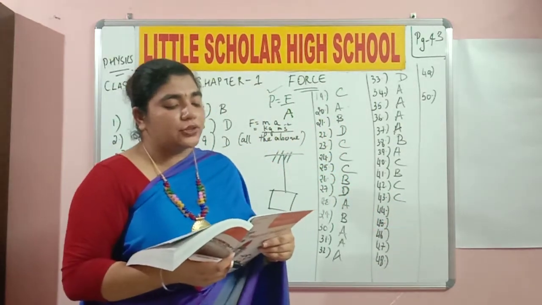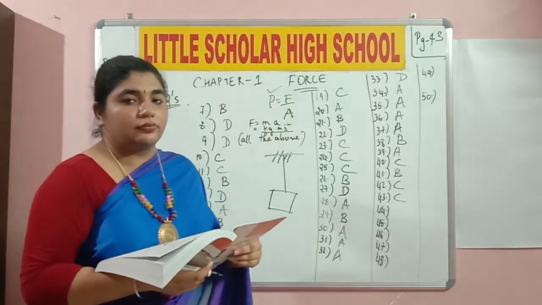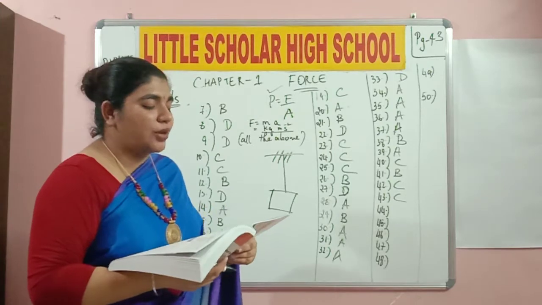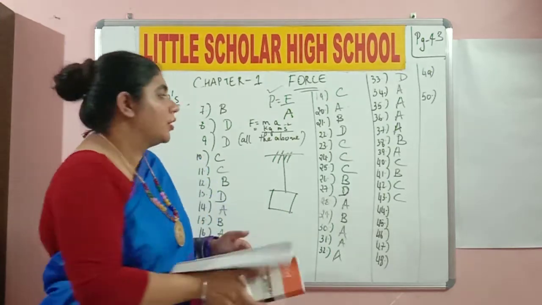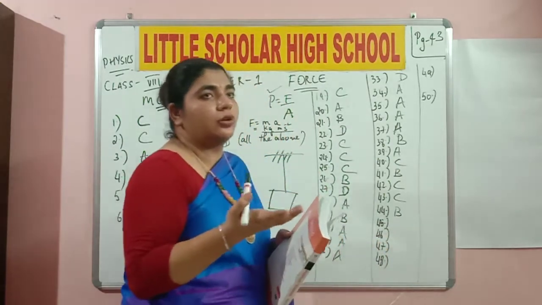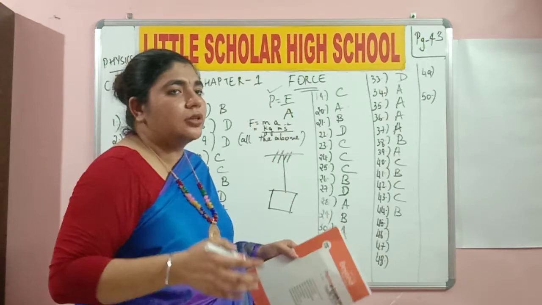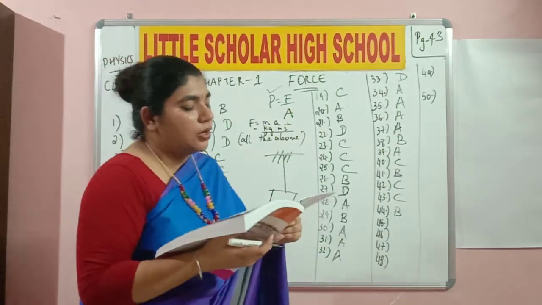Forces have dash as well as dash. What do you think? They have a magnitude as well as direction. Okay, it is option B. Magnitude means a certain amount, how much force is being applied to a certain object. Direction means they're going in a certain direction.